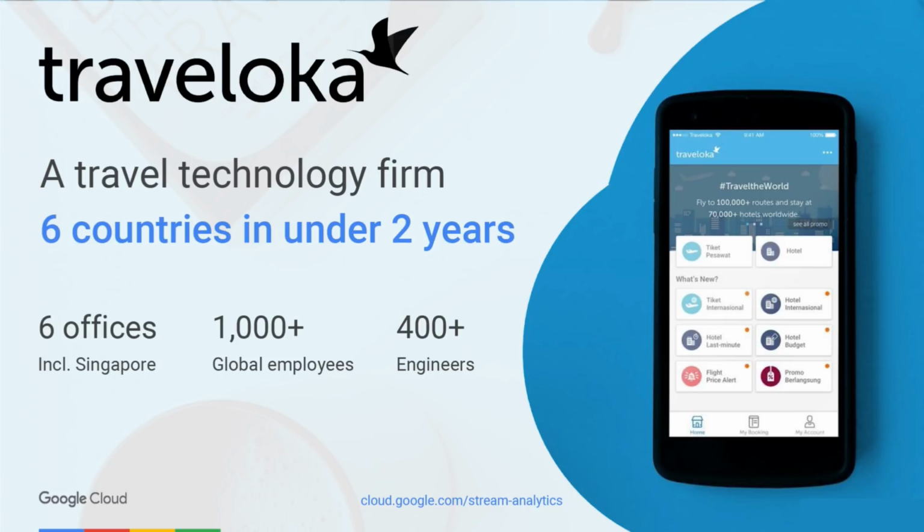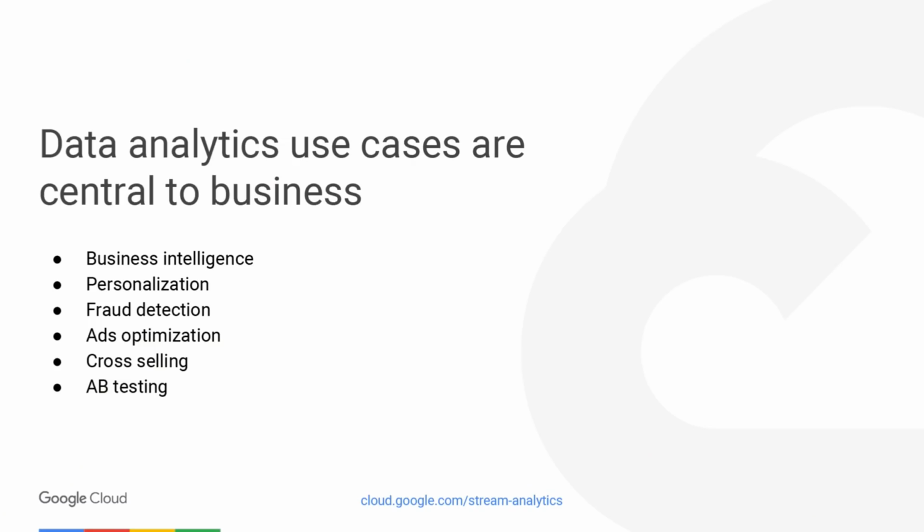So Traveloka is a travel technology company. They produce mobile apps for booking hotels and flights and other transportation related things. They're based in Indonesia and have been very successful over the last couple of years. So the company has gone through rapid growth. And what's interesting about this particular application, travel technology, among other things, is that having a very robust real-time data pipeline is actually central to the business.